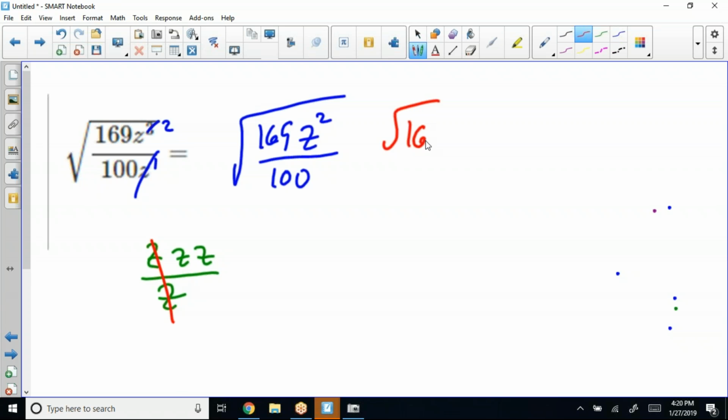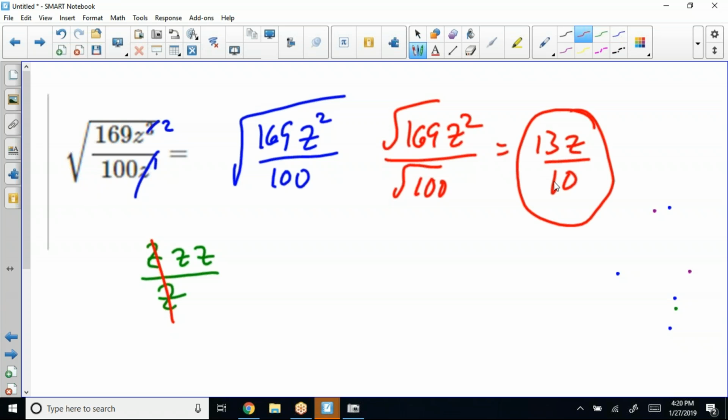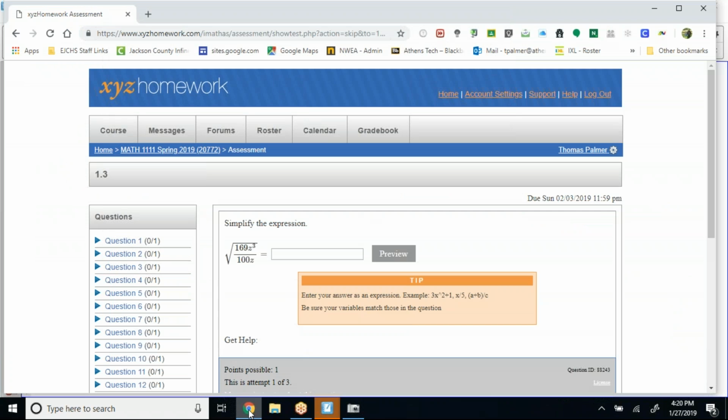So now I can split it up. The bottom becomes a 10 because the square root of 100 is 10, and the square root of 169 is 13. And of course, the square root of z squared is nothing more than z. Okay. Thank you. All right, so let's see what else y'all want.